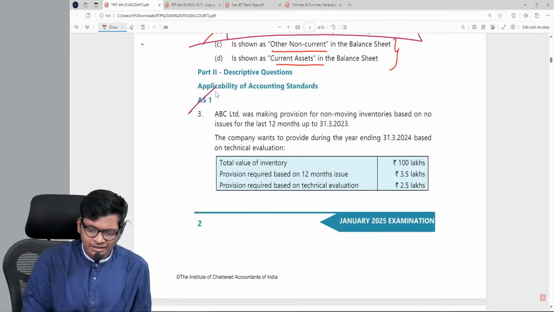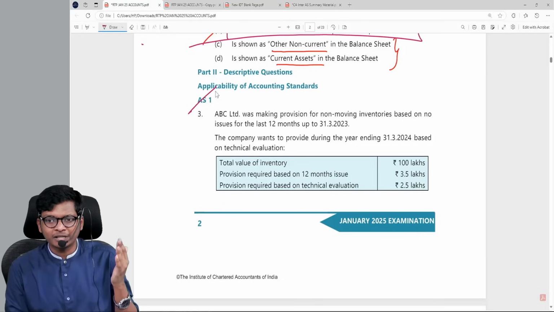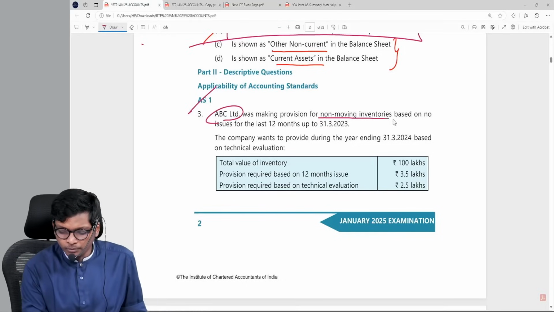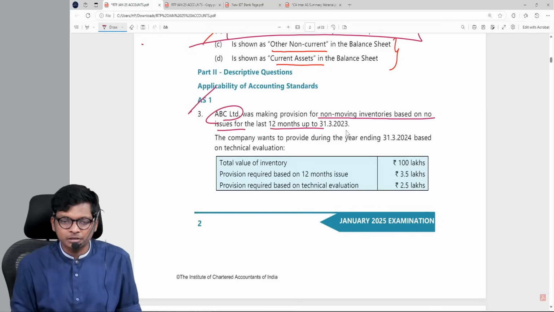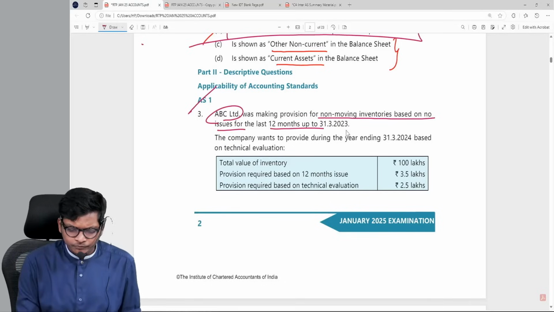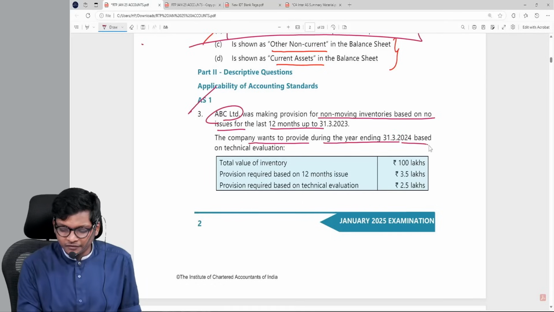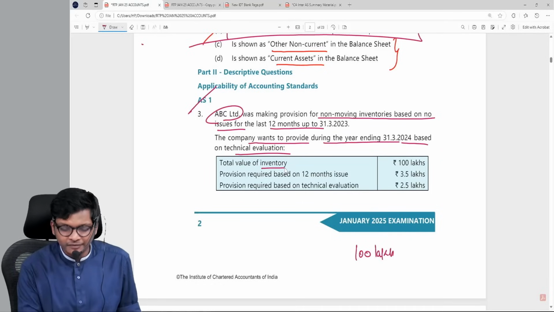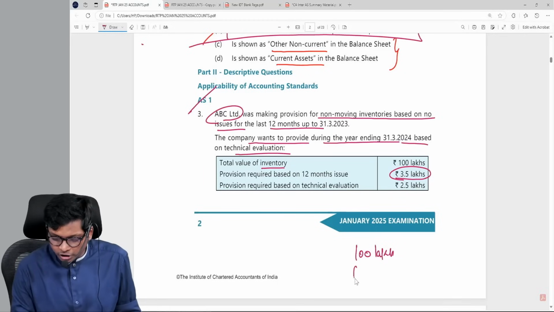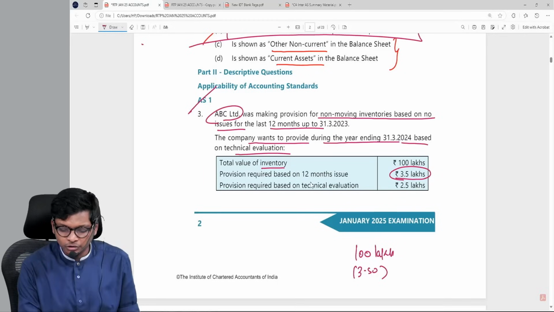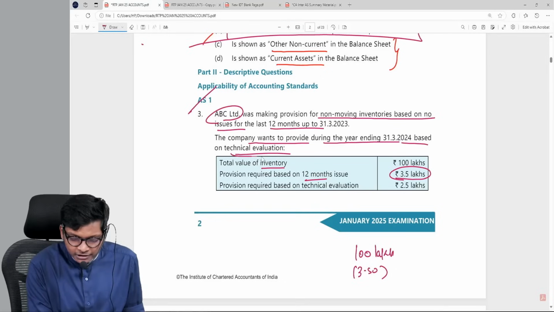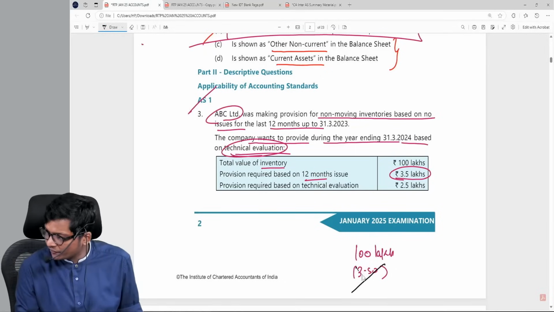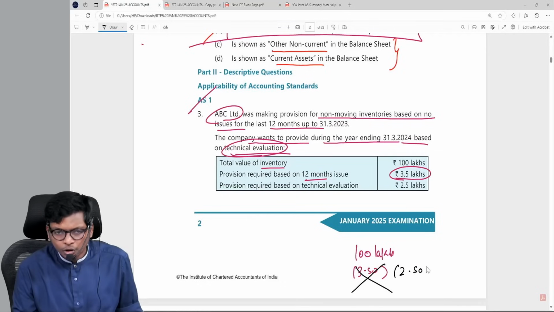Let's go to AS1. This question is not new. It's been there for ages. Simple question. ABC was making a provision for non-moving inventories based on no issue for the last 12 months. The company wants to provide during the year 31st March based on technical evaluation. Simple. 100 lakhs was the value of inventory. Earlier they used to provide provision of 3.5 lakhs based on 12-month issue. Now they want to change to based on technical evaluation. That means instead of 3.5 lakhs, they want to give provision of 2.5.